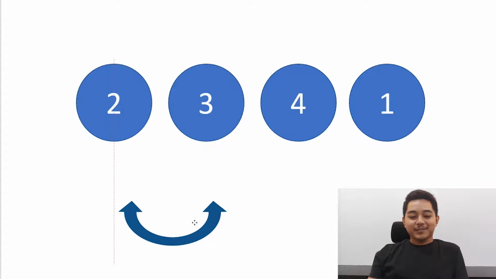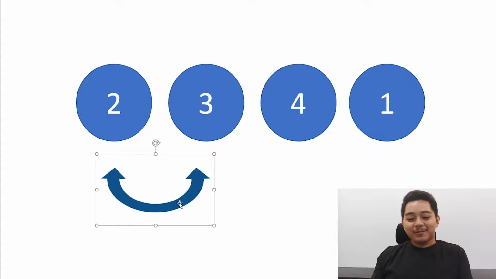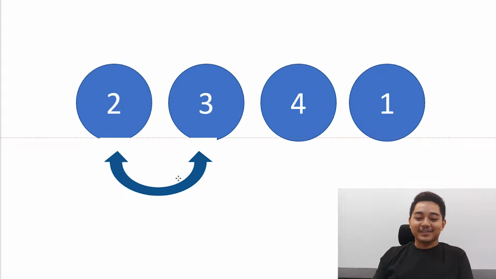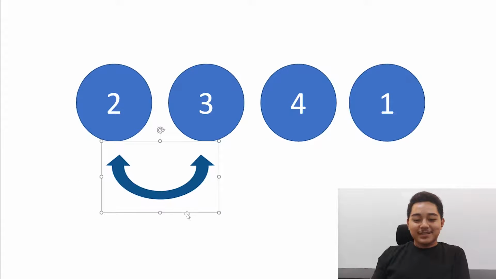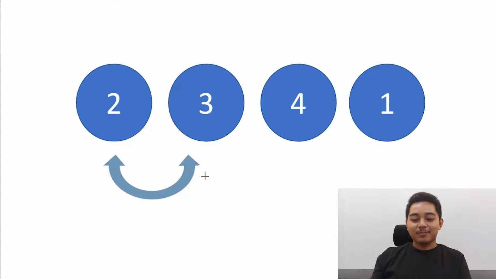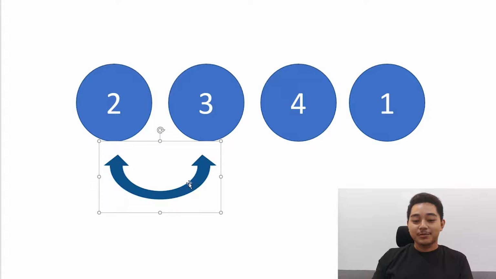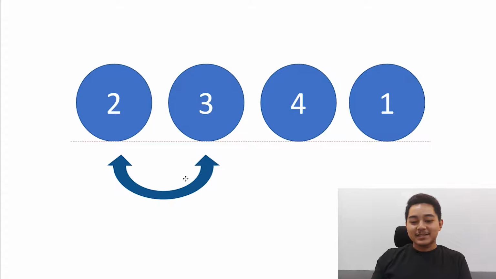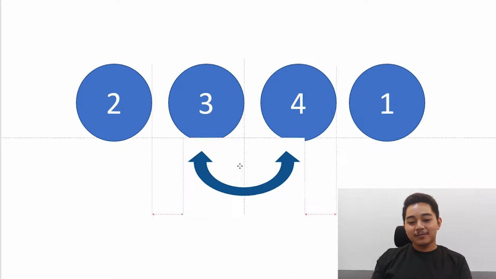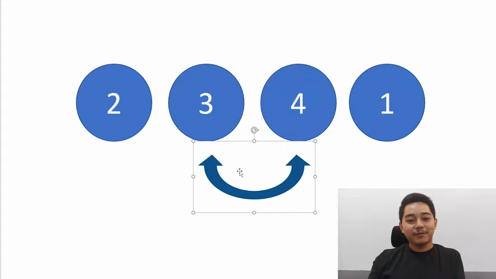So good morning, everyone. We're gonna talk first about the bubble sorting algorithm. As you can see here in my presentation, we're gonna first compare the first two numbers, which are 2 and 3, and as we can see, 2 is less than 3, so it is already sorted. So we're gonna proceed to the next set of numbers, which is 3 and 4.